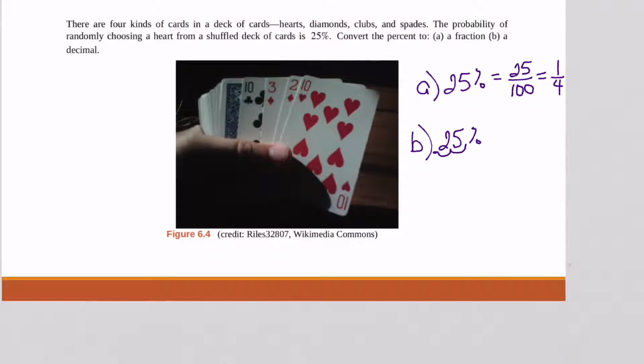On this problem right here, there are 4 kinds of cards in a deck of cards: hearts, diamonds, clubs, and spades. The probability of randomly choosing a heart from a shuffled deck of cards is 25%. Convert the percent to A, a fraction. So I'm going to convert 25% to a fraction, which would be 25 over 100. Now that can reduce to 1/4. And on part B, I'm going to convert 25% to a decimal. So I'm going to scoot it to the left 2 places, and I get 0.25.